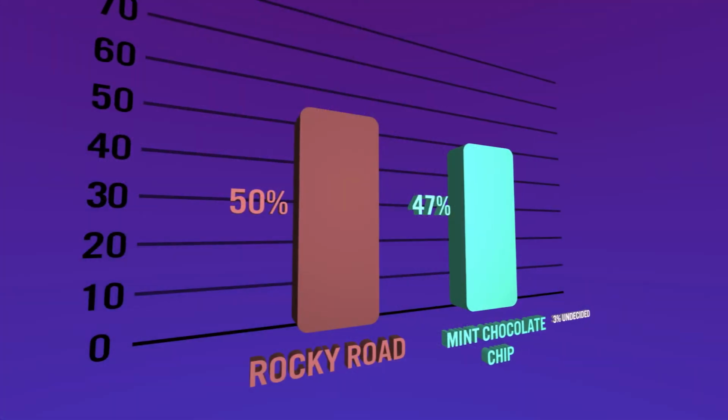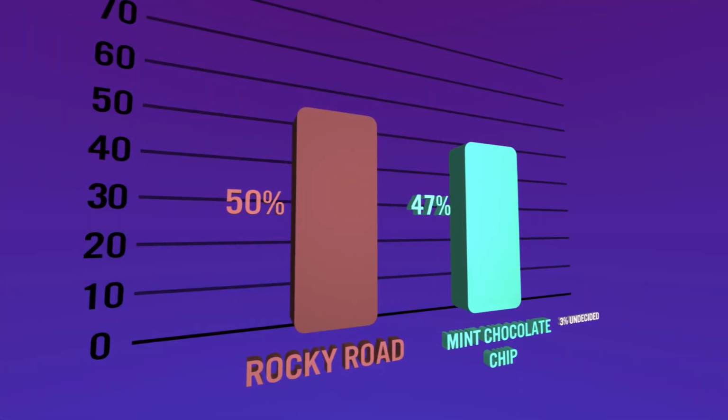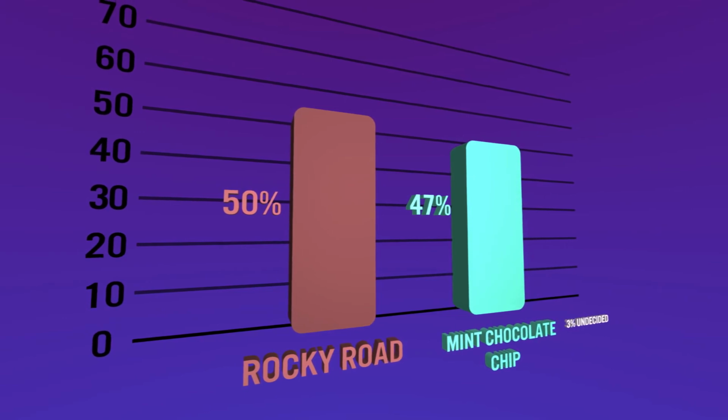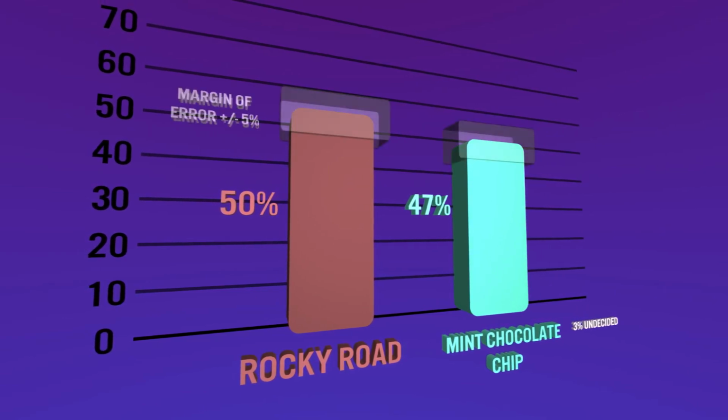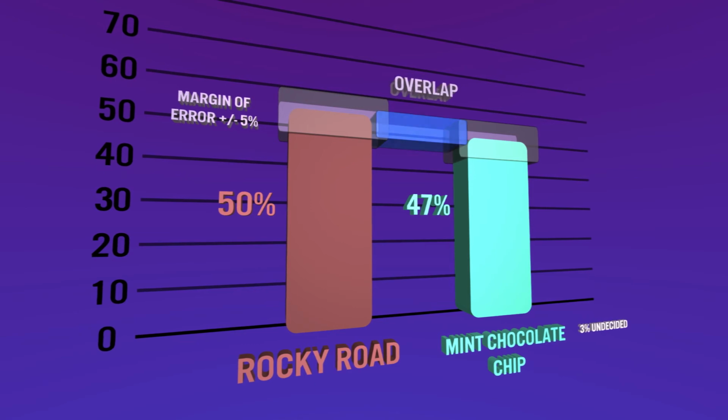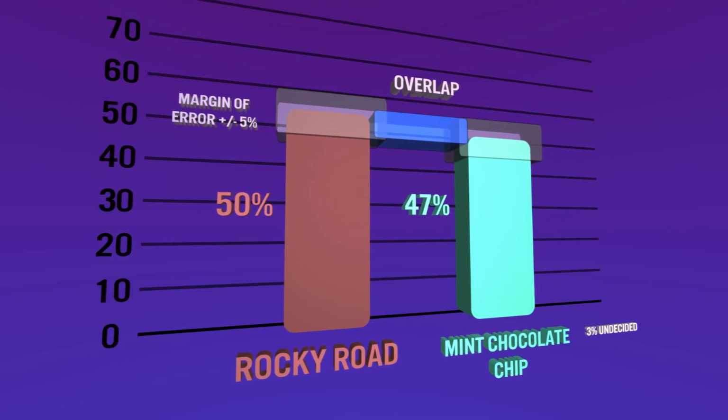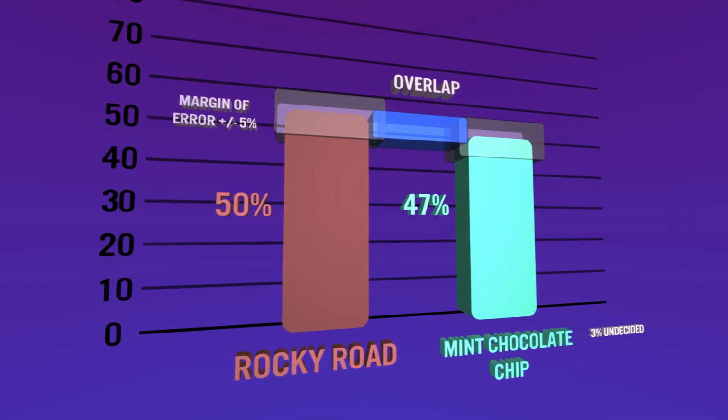To illustrate this, let's return to the ice cream. Suppose a newscaster announces that Rocky Road ice cream is 3 percentage points ahead of mint chocolate chip with the voters. But the margin of error, if it is, say, 5 percentage points, tells another story. Look at the overlap. The results are close. Indeed, the findings are within the margin of error, so we can't really be sure which treat is ahead.